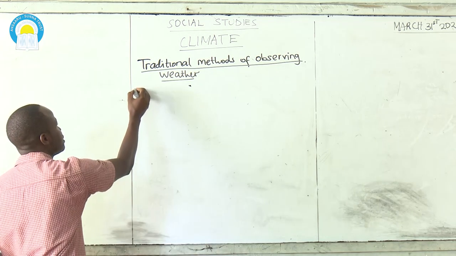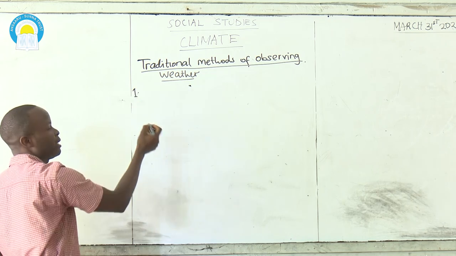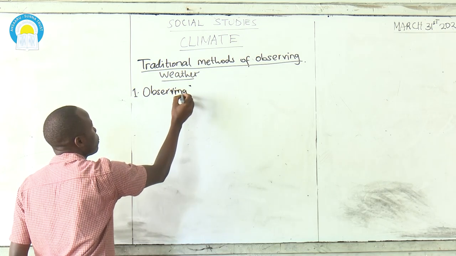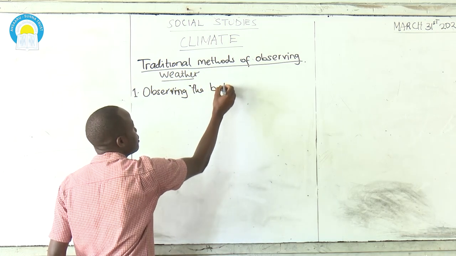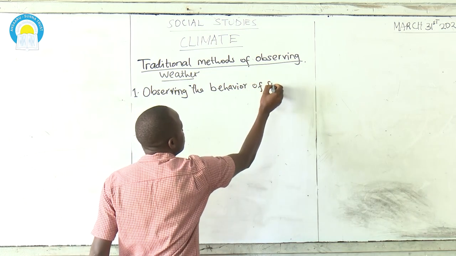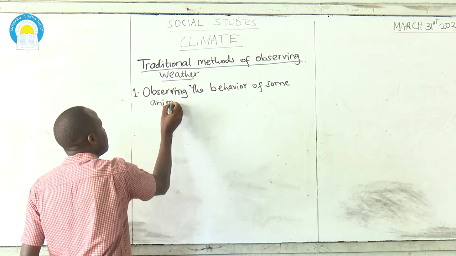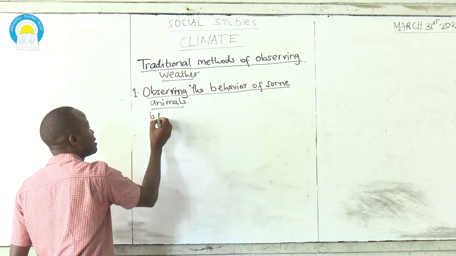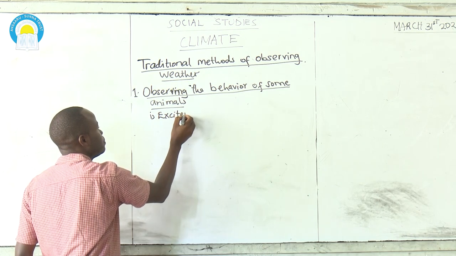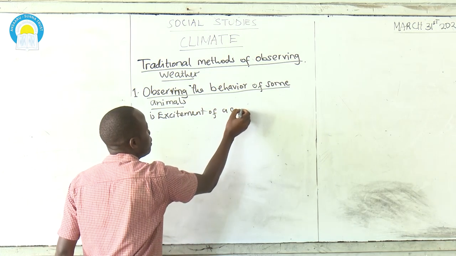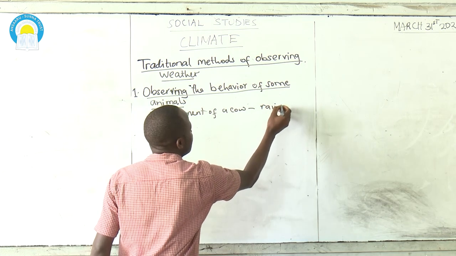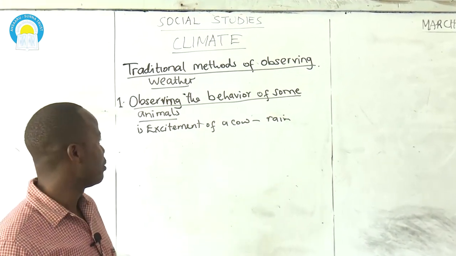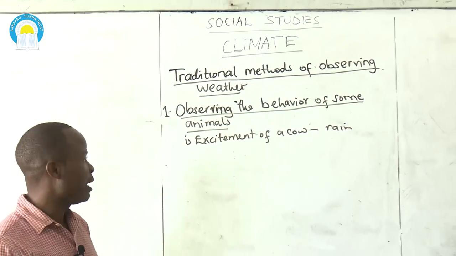So some of the ways they were using to tell the weather, number one, observing the behavior of some animals. For example, the excitement of a cow would show that there will be rain soon. You find a cow is excited, running helter-skelter in the compound. That showed that there will be rain very soon. Cows knew how to smell the rain.